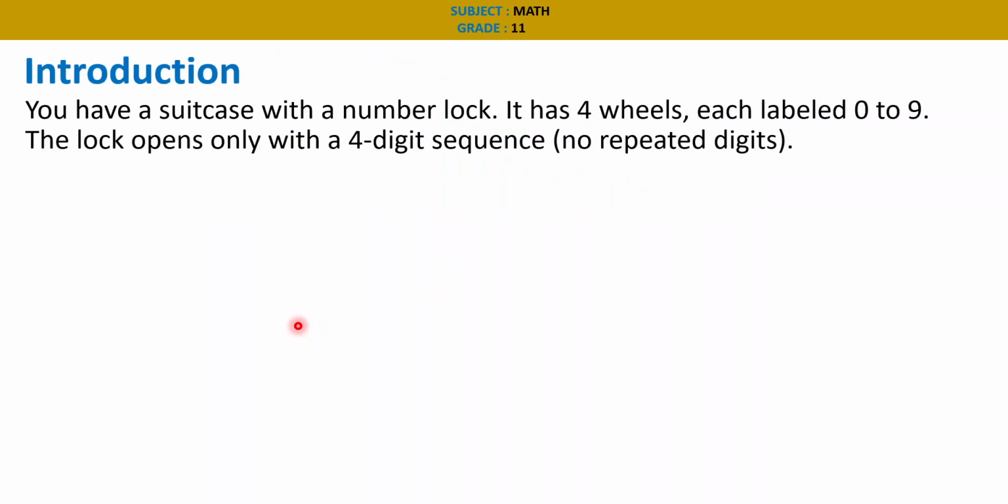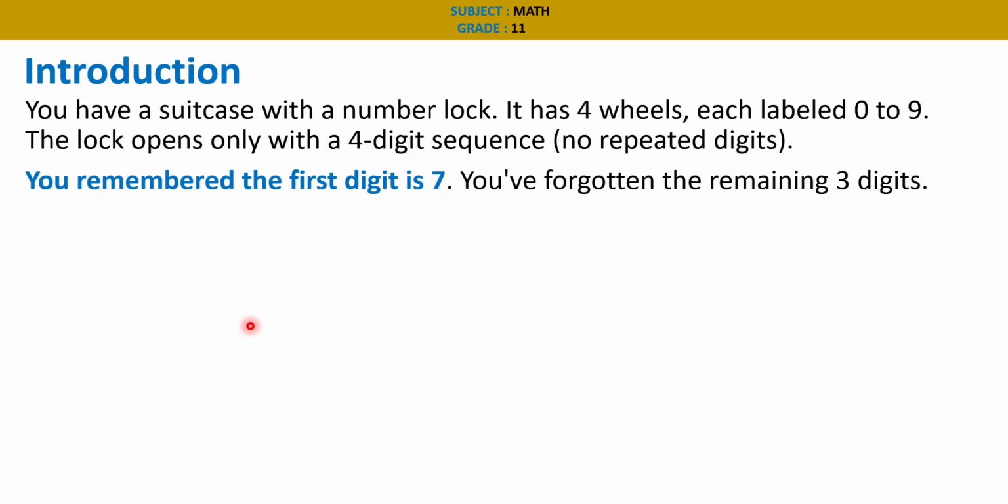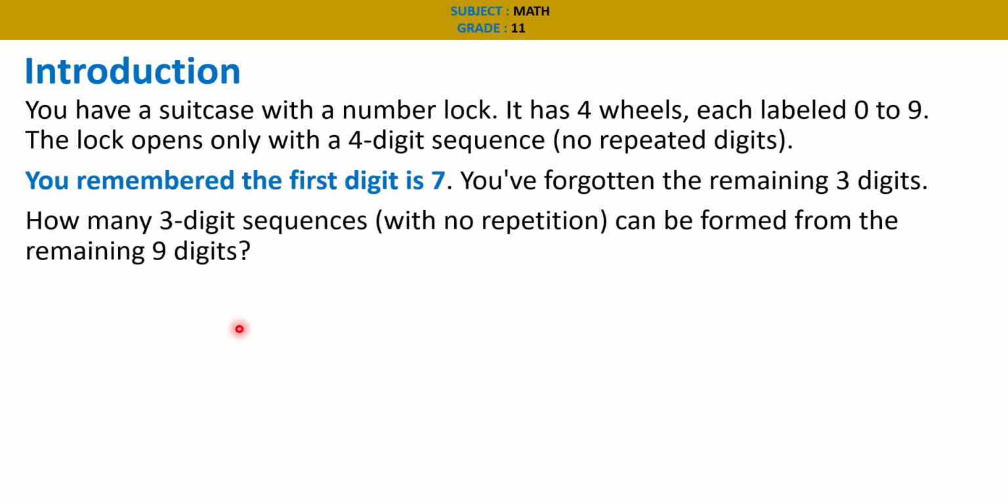Introduction. You have a suitcase with a number lock. It has 4 wheels, each labeled 0 to 9. The lock opens only with a 4-digit sequence. No digit is repeated. How do you solve this question? Let's do. You remembered the first digit is 7 and you have forgotten the remaining 3 digits. So, how many 3-digit sequences can be formed from the 9 remaining digits?